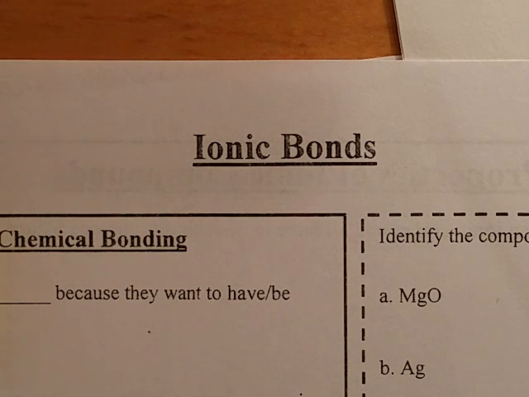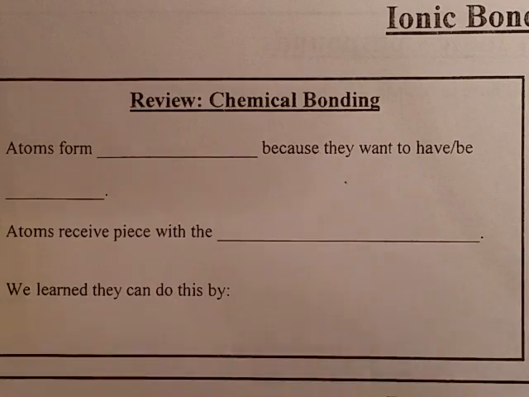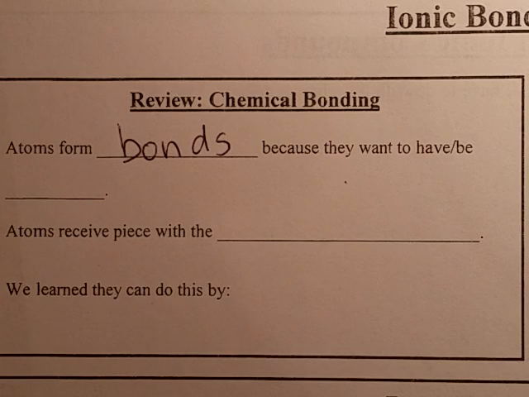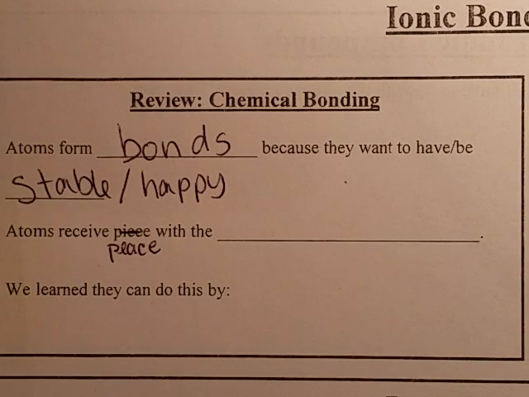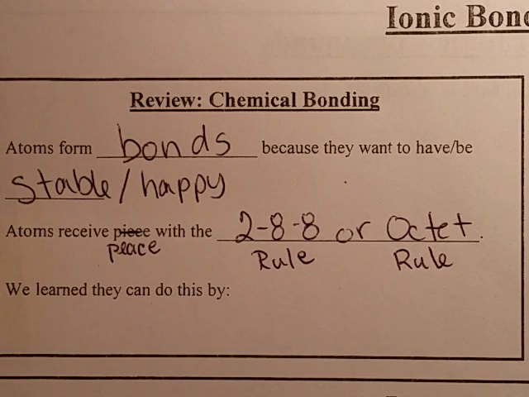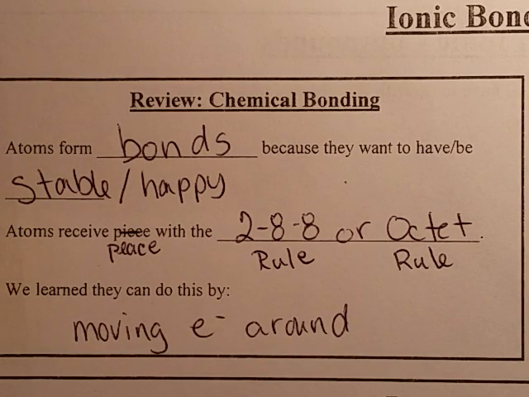We're going to talk about ionic bonds, but the first thing we will do is a little review. Atoms form bonds because they want to be stable or happy. They want to fill that outer valence electron shell. Atoms become stable with the 2-8-8 rule, or the octet rule. So we've learned they can do this by moving electrons around.